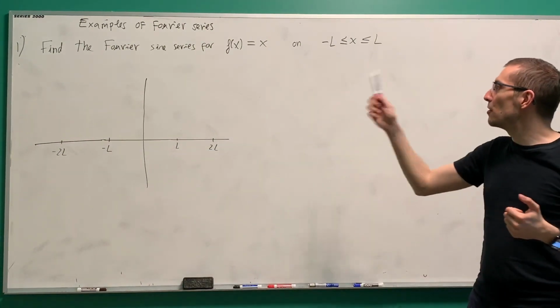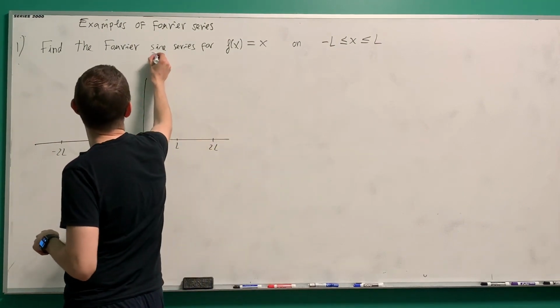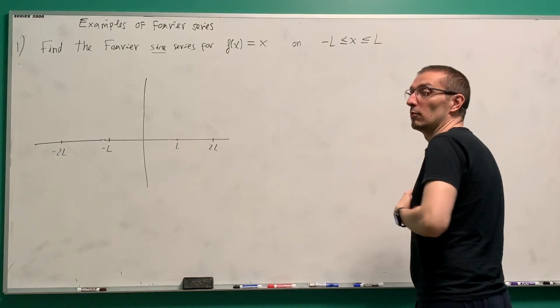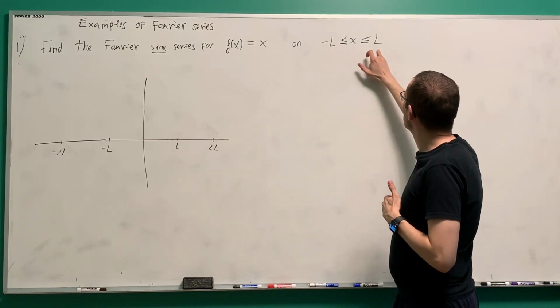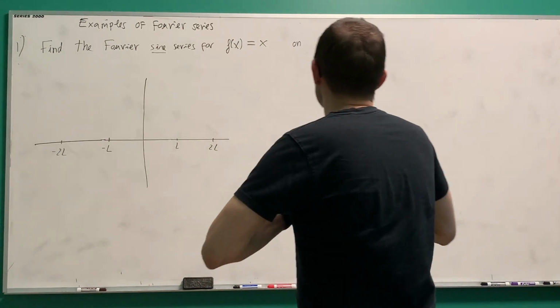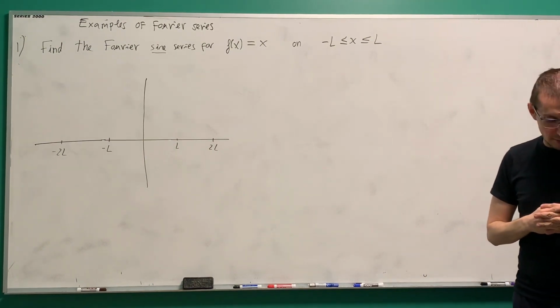So, I wrote an example to begin with. I asked you to find the Fourier sine series here for the function f of x equals x, one function that we dealt with already, but it's going to be in the interval minus L to L. x is between minus L and L. So very similar to things that we've already done, but it's a good warm-up. So let's do this example.